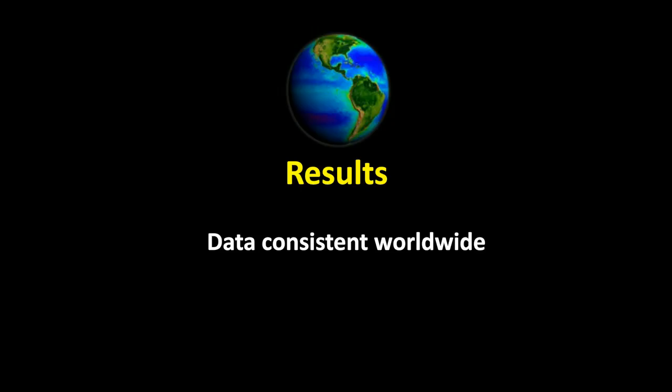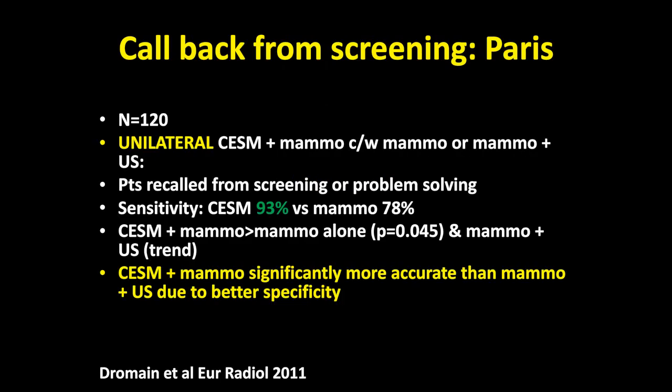What has been very promising is that across the world, the results are very similar. Clarice Romain and colleagues evaluated 120 women who had abnormal screening mammography or clinical symptoms. They performed unilateral contrast mammo and mammo with ultrasound in these patients and demonstrated a significant improvement in sensitivity using contrast mammo over and above mammography alone, and a trend towards improved sensitivity when compared to mammo plus ultrasound.